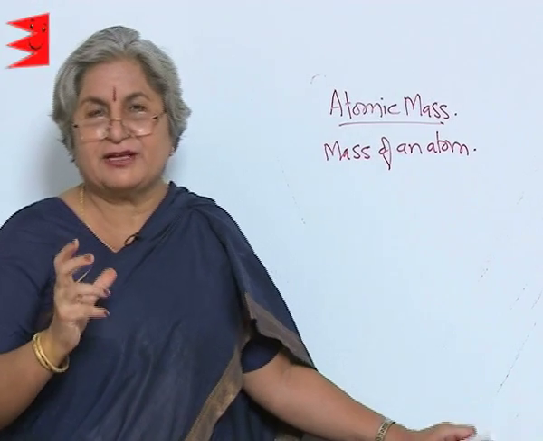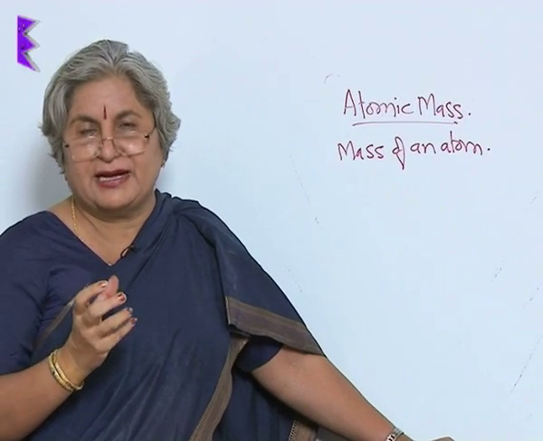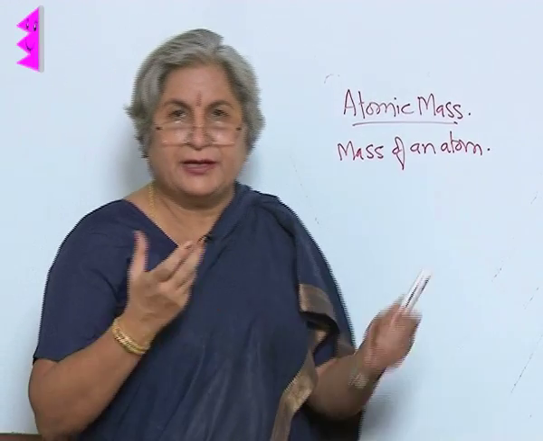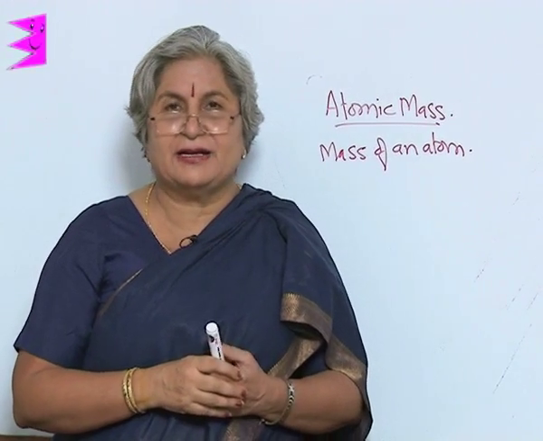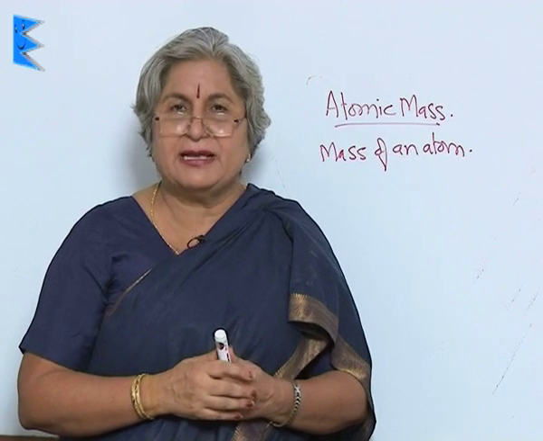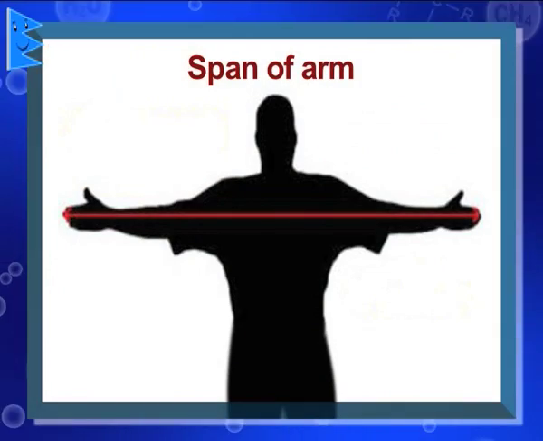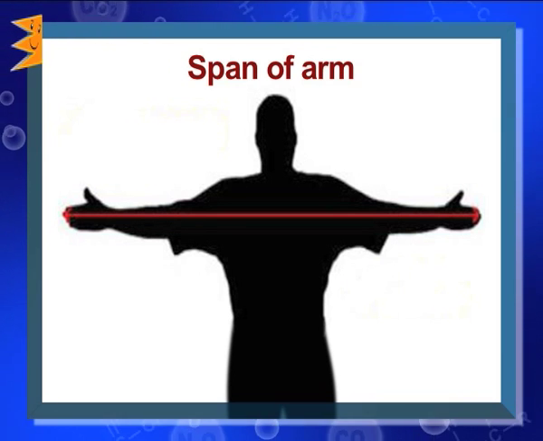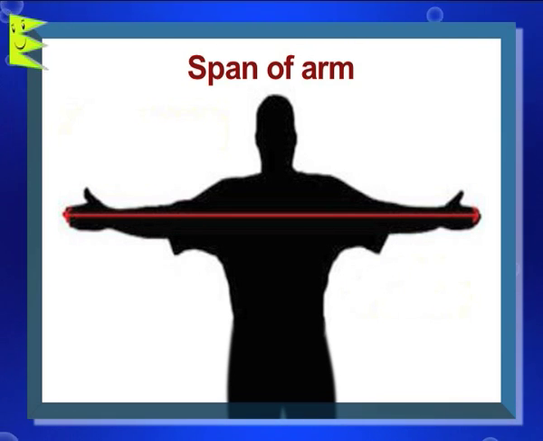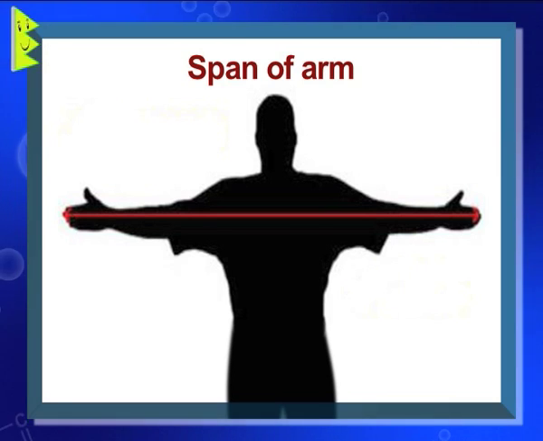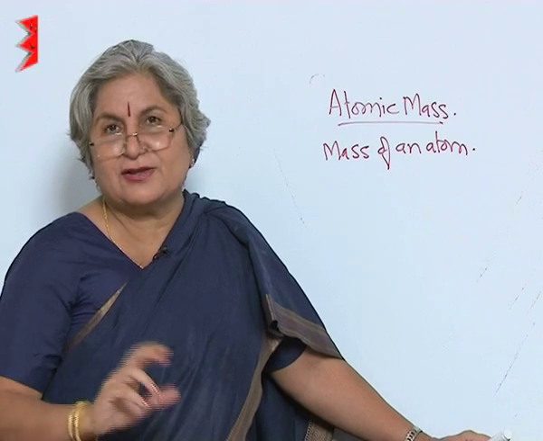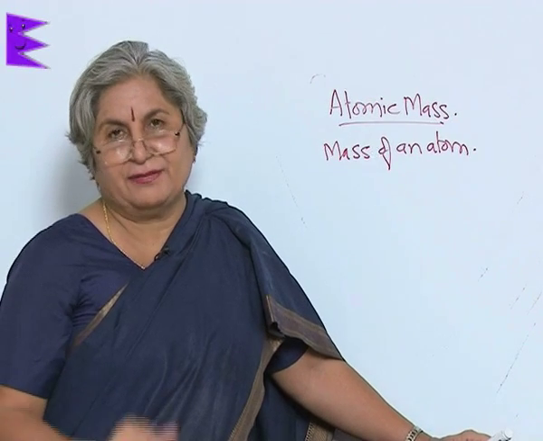In physics, in measurements and weights, you must have studied that we take a standard weight. In olden times, when there were no standard weights and measurements, how did they measure? By the span of their arm. So, by measuring with span of arm, they would say, okay, this thing is 10 spans. But the size of the arm can vary with people. So, this is not a standardized measurement.